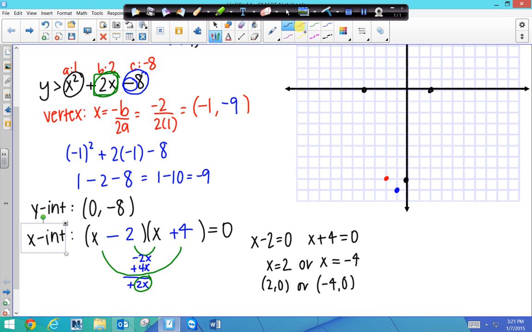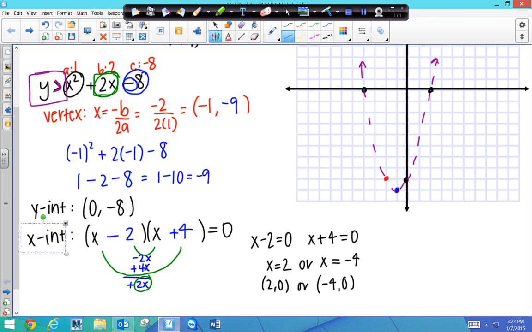And when we look at our original equation, it was a strictly greater than. There's no equals to, so we're going to be using a dotted line here. So we've got our dotted line in here. And now the question is, where do we shade? So to determine where to shade, we look at this right here.